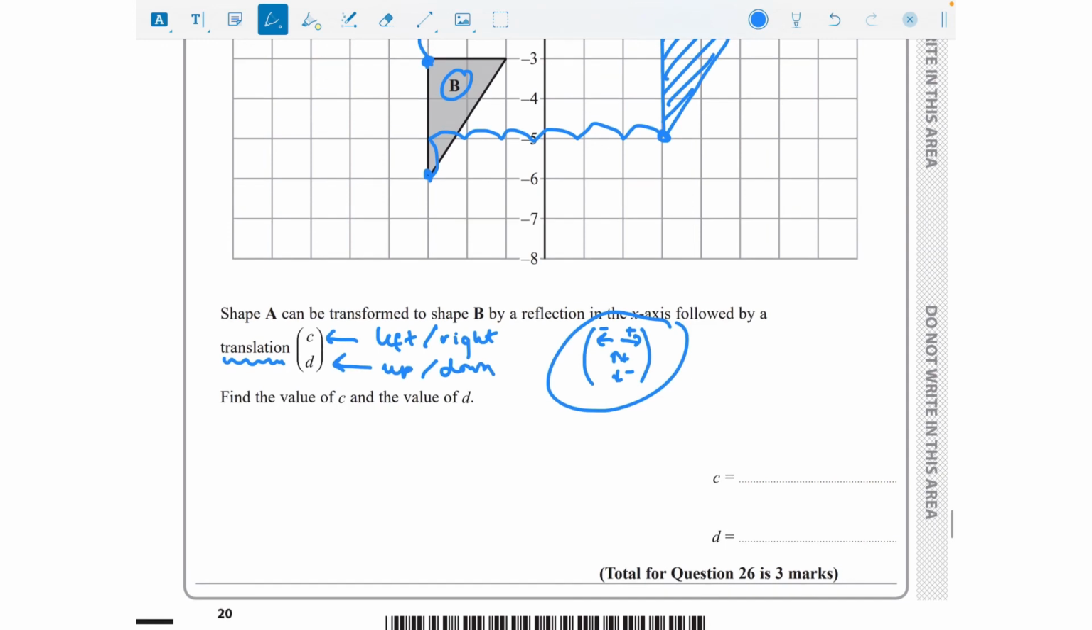Now we said to go left it would be the top number, and left is negative. So that would be -6. That would tell me to go 6 left. The bottom number tells us up or down, and it went down 1, which would be -1. If it was +1, then it would just go up. So C is -6 and D is -1.